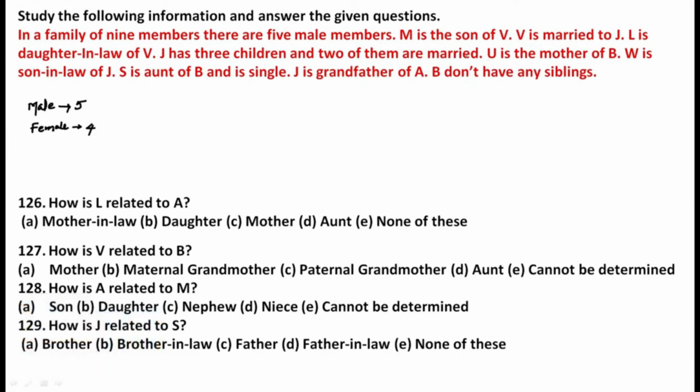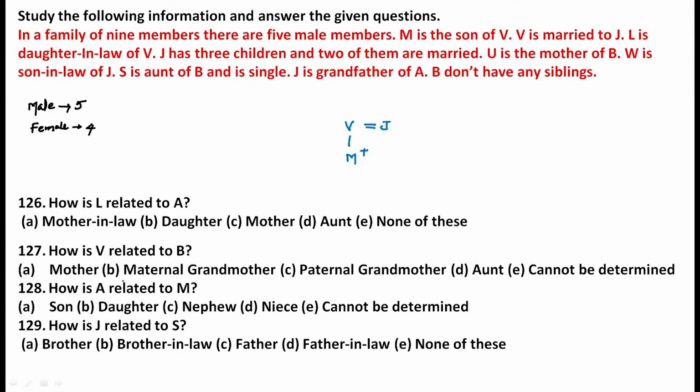M is the son of V. The first data, M is the son of V. V is the parent of M. But we don't know V's gender, whether male or female, you need to identify. And V is married to J. So as we know, V and J are a couple. But still we don't know the genders.